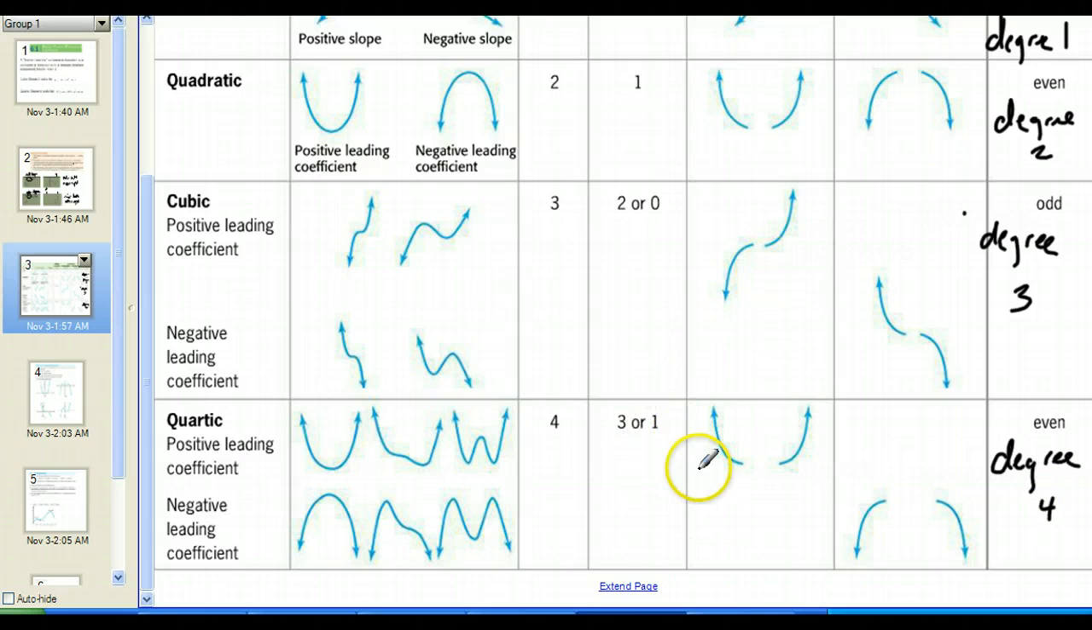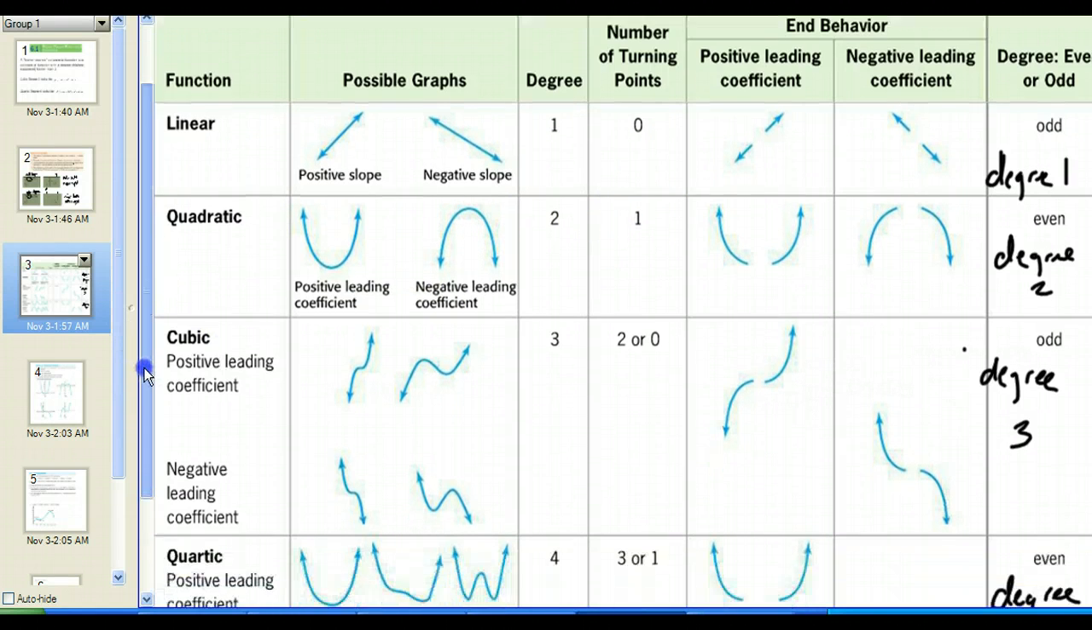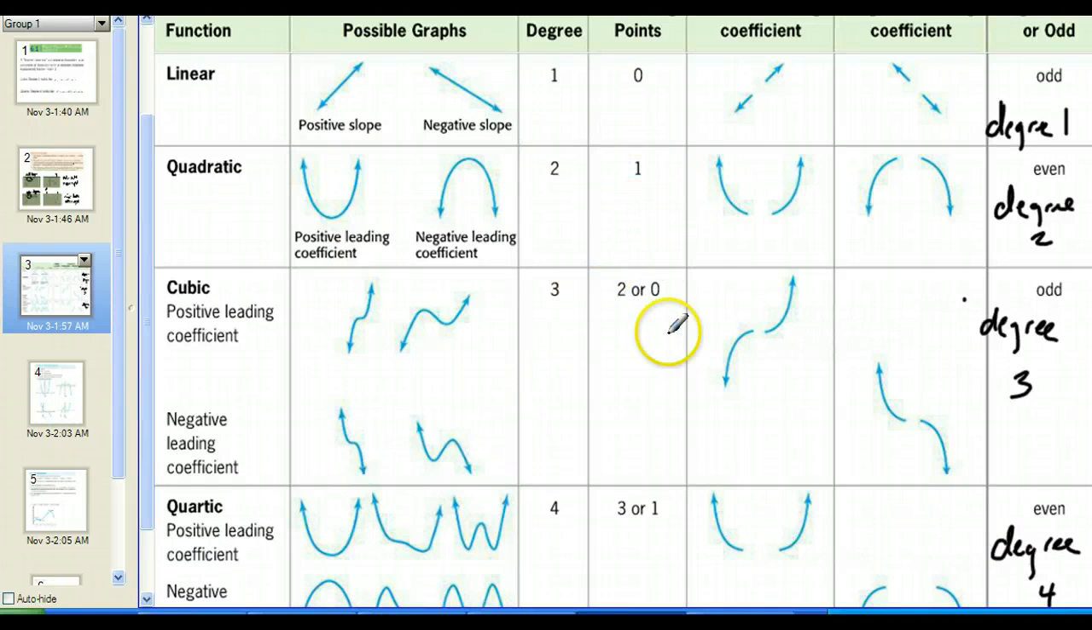So again, I would pause that and write all that down. In the middle here, number of turning points. Linear doesn't turn at all. Remember, it's a line, so it doesn't turn. A quadratic, the vertex is the one turning point. Now, this says number of turning points is 2 or 0 for a cubic. What they mean by that is this turns and changes direction, then turns and changes direction. So that's 2. But they're saying here that this doesn't change direction, so it's not necessarily a turning point, but it does, I guess we could call it a curve.